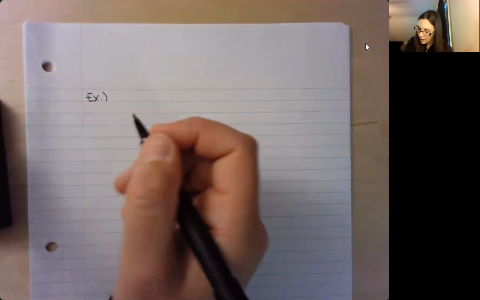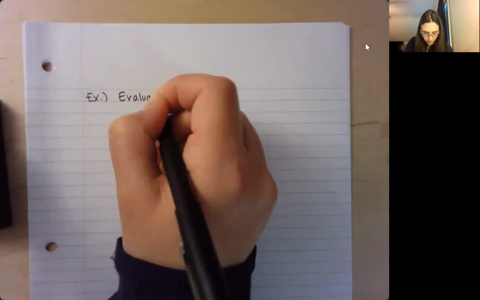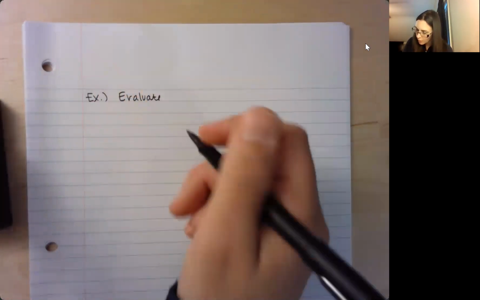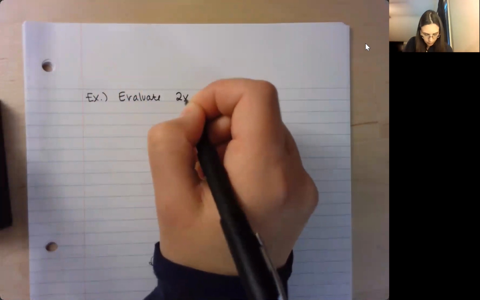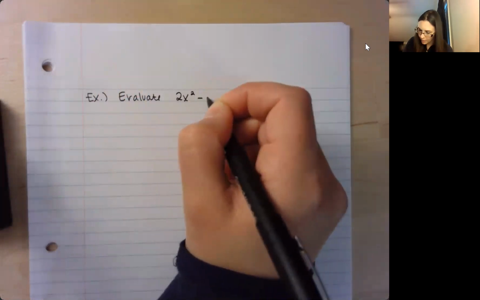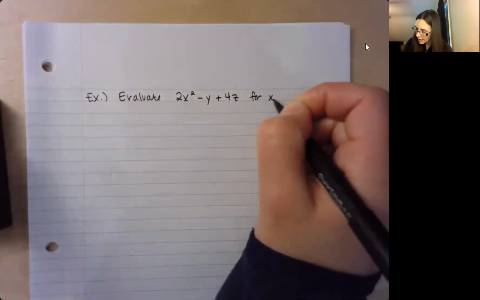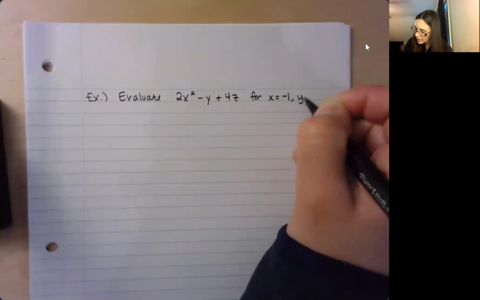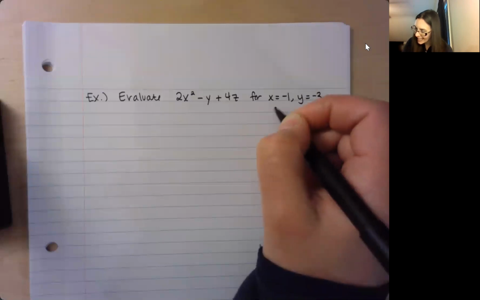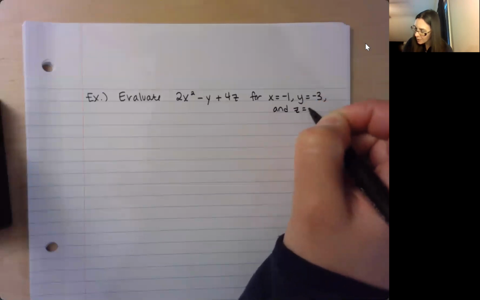All right, so the last thing I want to do is just a couple more examples with order of operations, but kind of taking it to the next step. So here we're going to evaluate. So let's evaluate 2x squared minus y plus 4z for x equals -1, y equals -3, and z equals, we'll say +2.